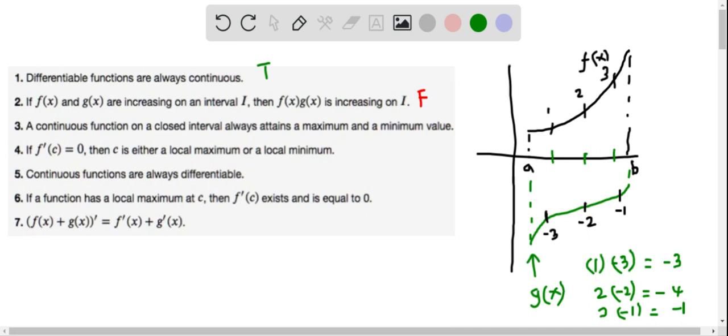As we can observe, if you look at the product of f of x and g of x, this is f of x times g of x. We see that from negative 3 to negative 4 it is decreasing, and after which it is increasing. So there is no guarantee that though the functions f of x and g of x are increasing on the same interval, the product is always increasing. And so we see that the statement is false.